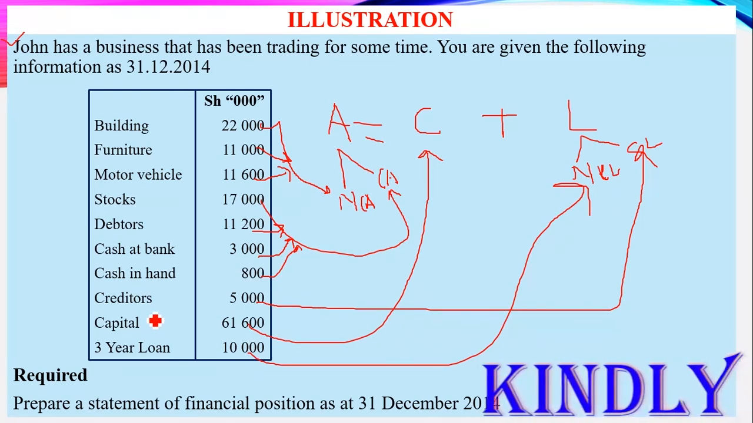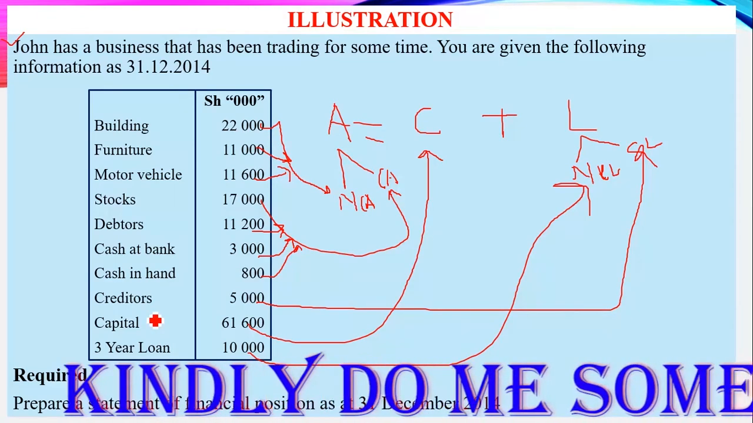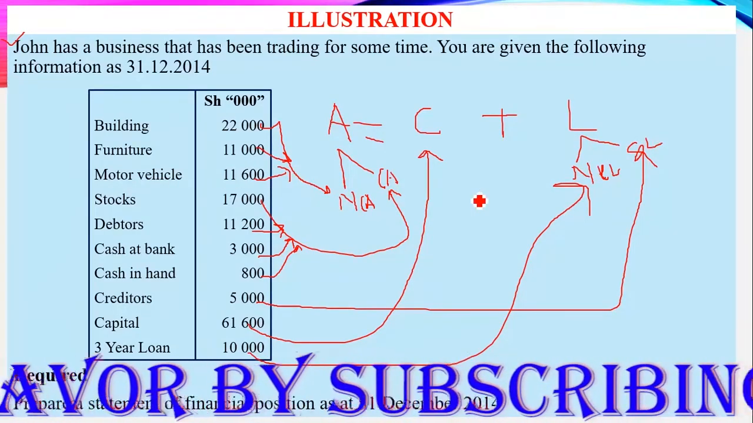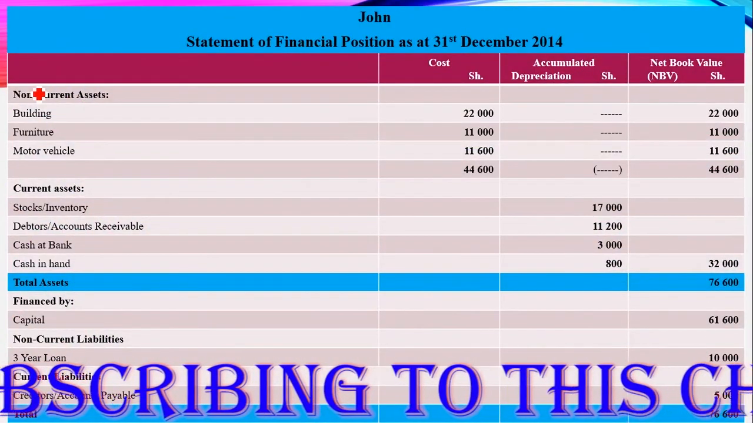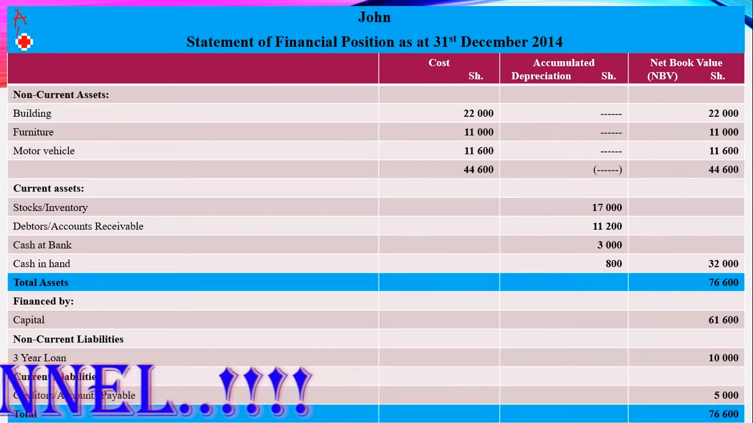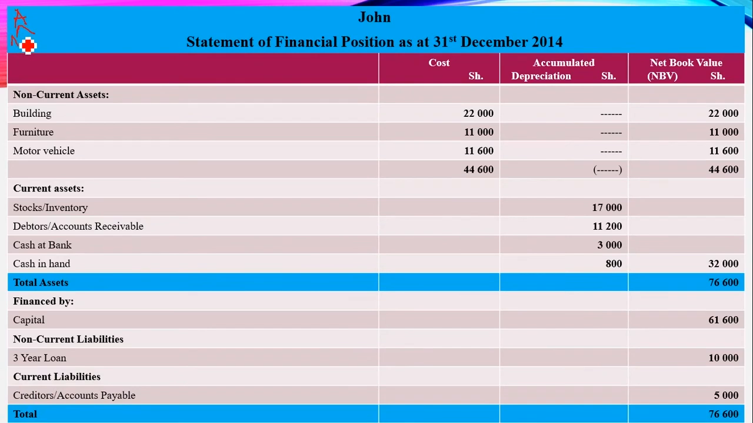You now put the items in order, and we have said you follow the same order when you're preparing these: assets equals capital added to liabilities. So when you're preparing the statement of financial position, you start with what? Assets. And assets are divided into 2. We start with the non-current assets. So we have building, we have furniture, and we have motor vehicle. Building is 22,000, furniture is 11,000, and then motor vehicle is 11,600. That is the cost. You put it there, you have the total as 44,600.